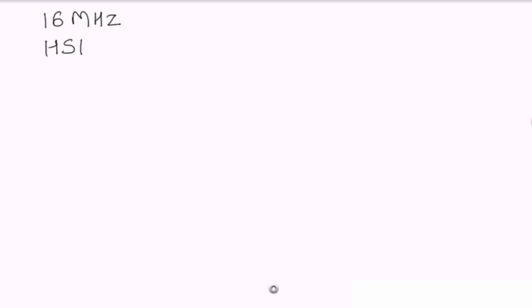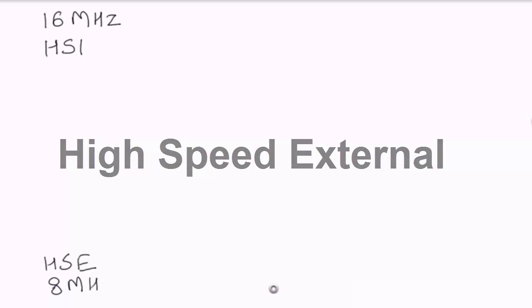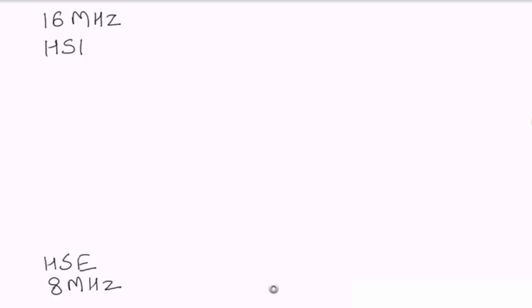The first option we have is HSI, High Speed Internal. It's 16 MHz and this clock is internal in the microcontroller itself. The next option we have is HSE, that means High Speed External. It's the 8 MHz crystal we have in the Discovery board.